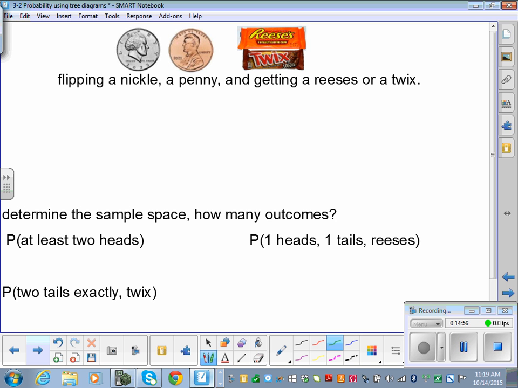Okay, so this is the event. I'm flipping a coin. I'm flipping another coin for a heads or a tails. And then my third event is either getting a Reese's or a Twix. So I'm going to write this down. My first event is a heads or a tails. Second event is a heads or a tails. My third event is a Reese's or a Twix. So I'm going to make a tree diagram correctly.